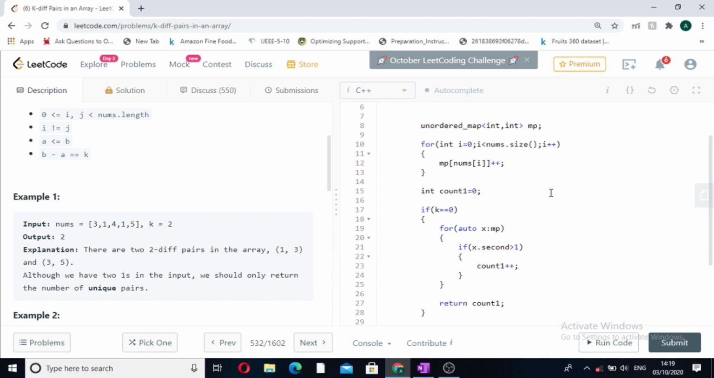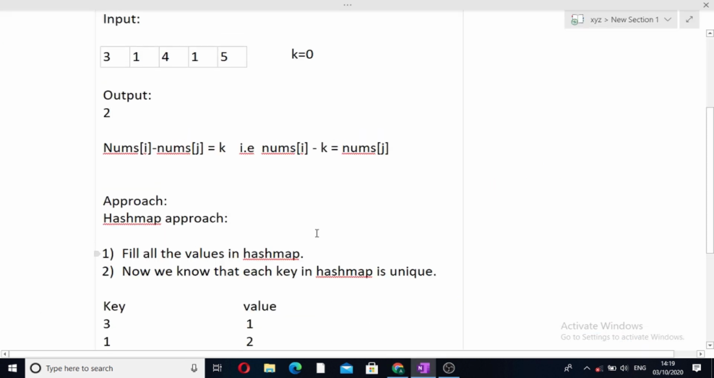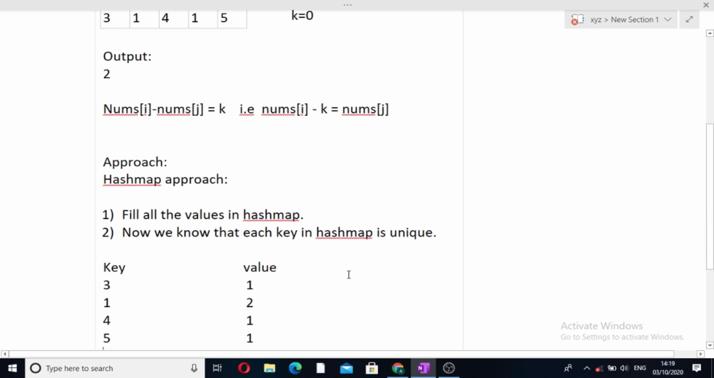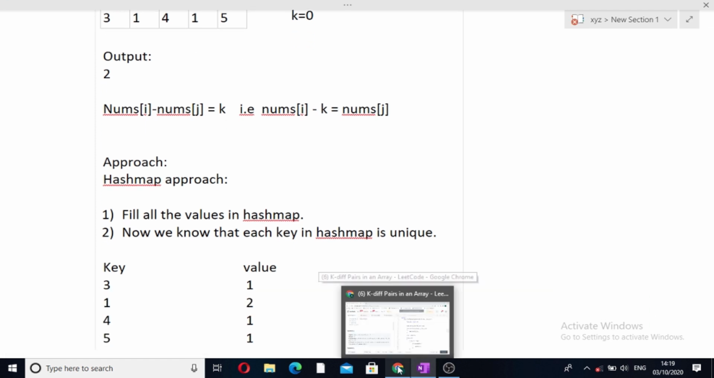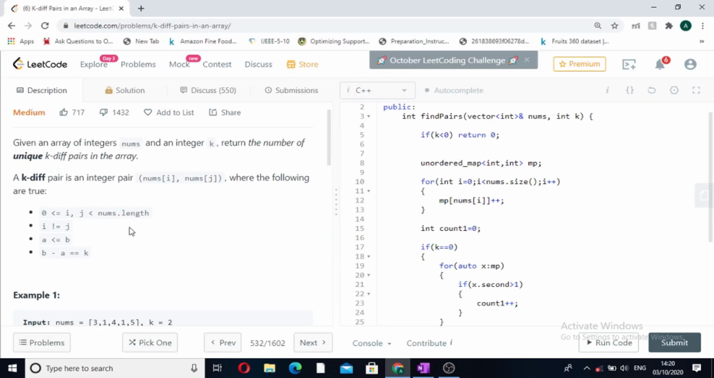I will again make you go through the code. What I have done, I have first put all the values of the array in the hash map with their corresponding frequency. Now there are two cases, when our k is equal to 0 and when our k is greater than 0. When our k is equal to 0, we are given the constraint that our two values must exist such that their difference is equal to k, and those two values should be at different indexes. So for k equal to 0, we must have duplicate values in the array, and both should be present at different indexes.